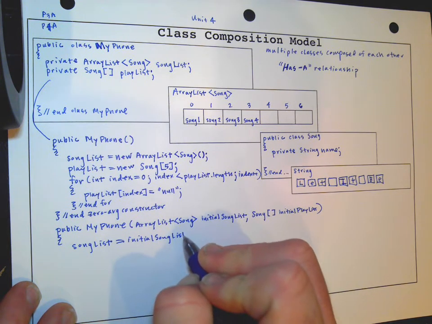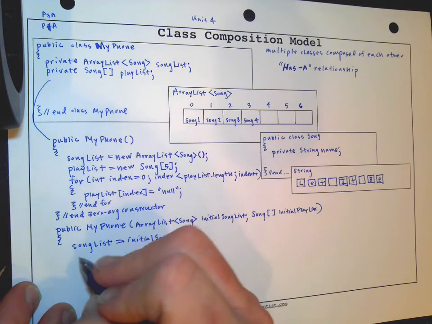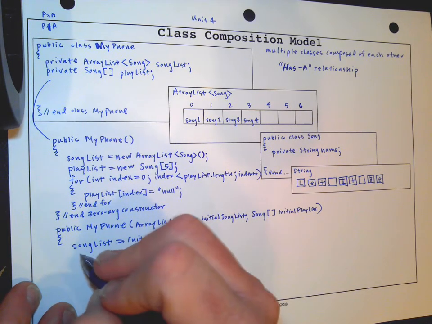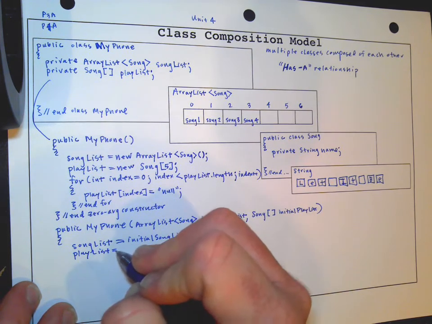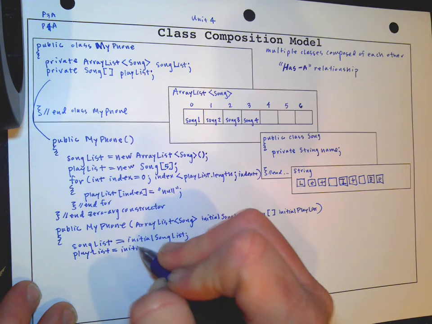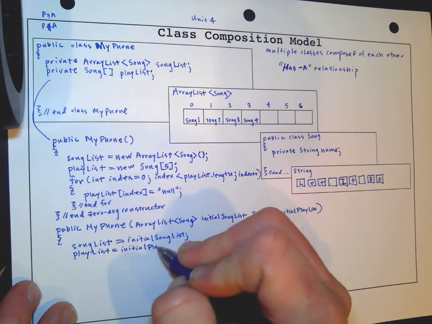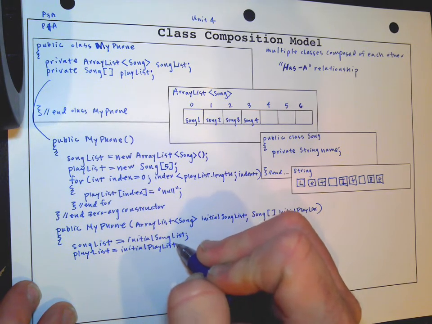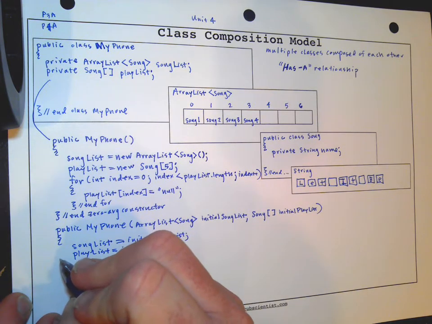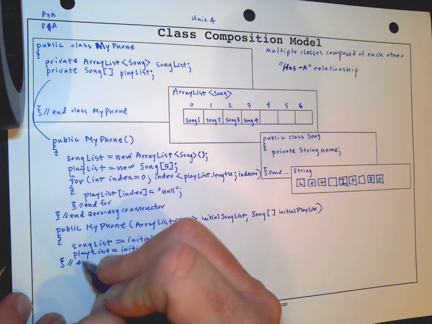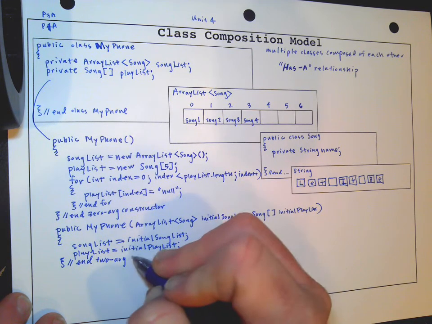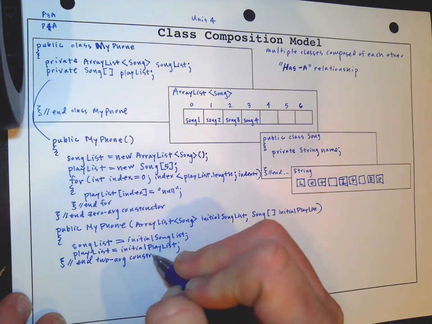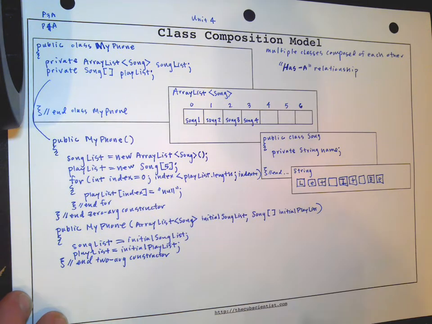So you don't have to create it because it's already been created here. We're just copying it into this declared spot already. And playlist equals initialPlaylist. So if we're just going to copy an object into it, we don't have to initialize it separately. So this would be the multi-arg constructor. So we're getting a lot of practice with stuff we've been doing in previous units, unit 2, unit 3.